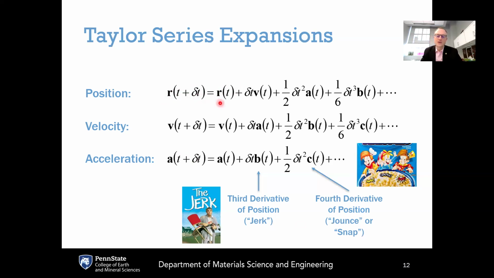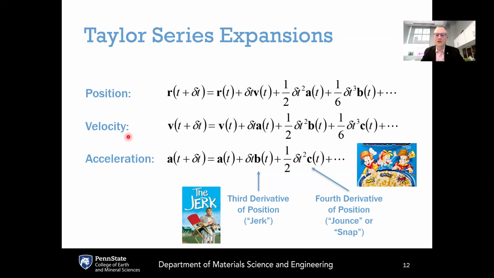We do that as a Taylor series expansion starting with the initial position, so r of t, plus the time step, delta t, times the first derivative of the position with respect to time, so that is the velocity function, plus 1 over 2 factorial, so 1/2 times the time step squared, delta t squared, times the second derivative, which is the acceleration. Then we've got 1 over 3 factorial, delta t cubed, times the third derivative of the position, which would be the derivative of the acceleration, which is usually labeled as b. So this would be b of t. And the name for the derivative of the acceleration is the jerk.